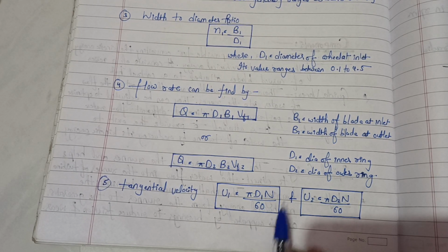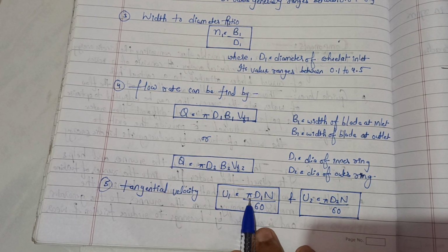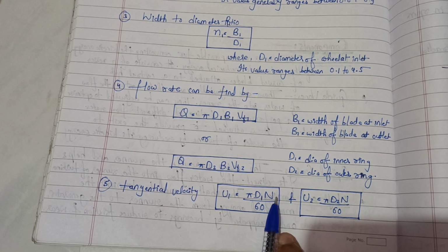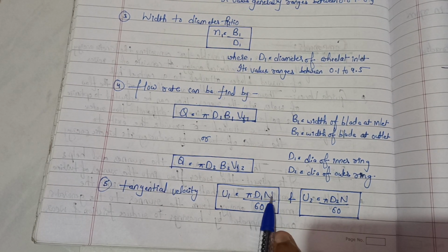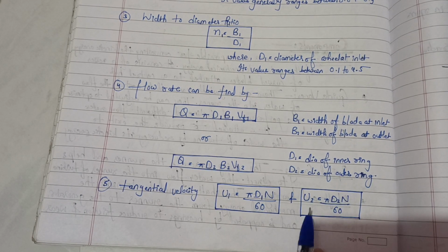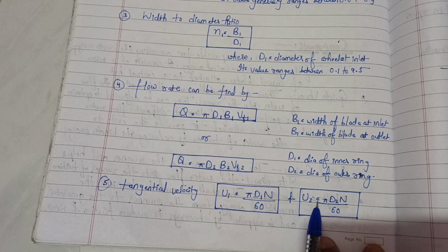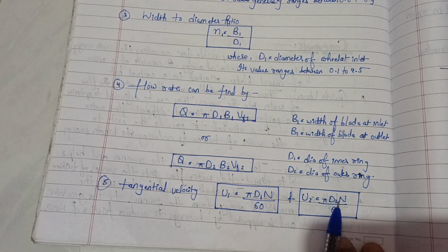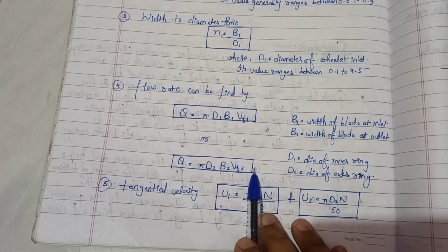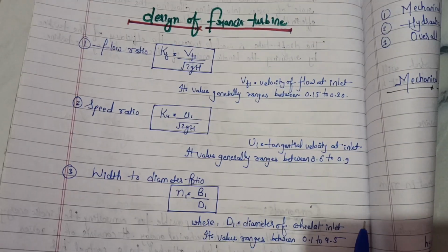So tangential velocity at inlet is u1, at outlet is u2. It has a formula of pi d1 N by 60. N is the rotational speed. D1 and d2, I have already explained. Pi d1 N upon 60 for the inlet, and for the tangential velocity at outlet, pi d2 N by 60. So it is at the inlet, and it is at the outlet.